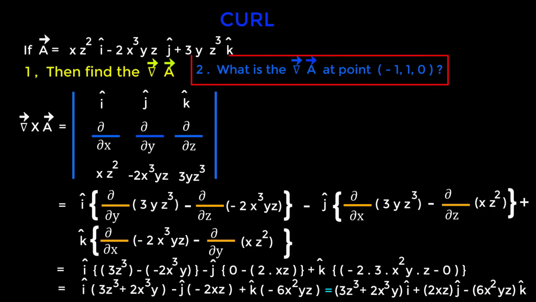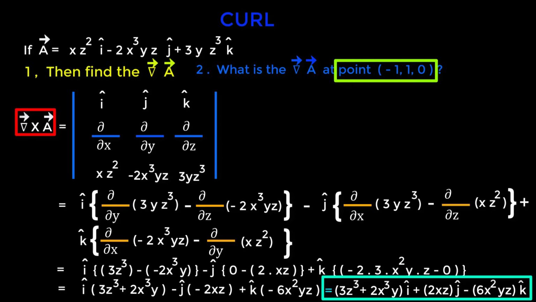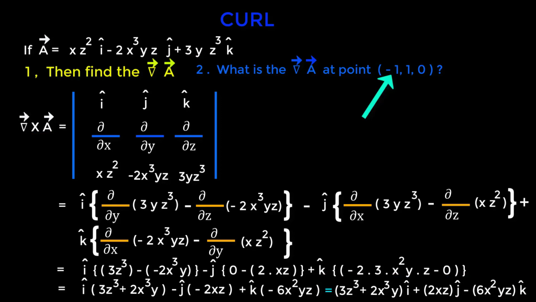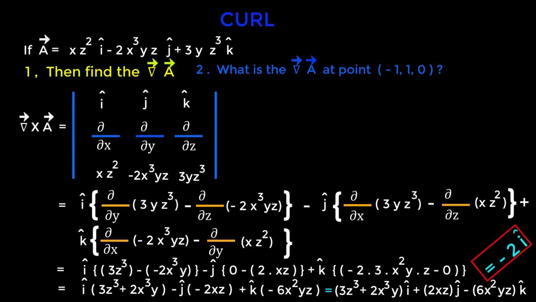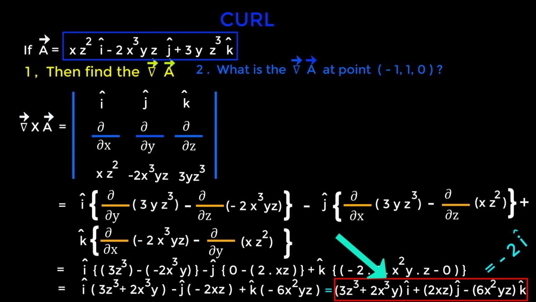According to this second question, we will have to find this curl at this point. If we put this value of x, y and z here instead of these x, these y and these z, then we will get curl of this vector field at the point equals minus 2 cap. This is our answer. Note that if we would get the curl 0 here instead of this curl, then we would say that this vector field is irrotational.